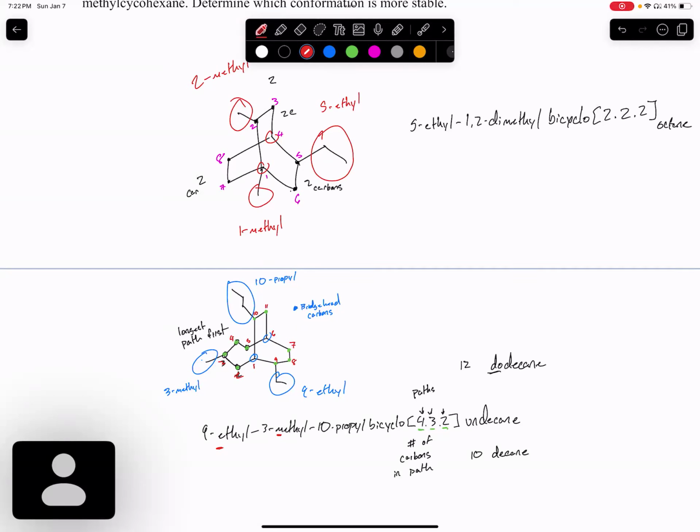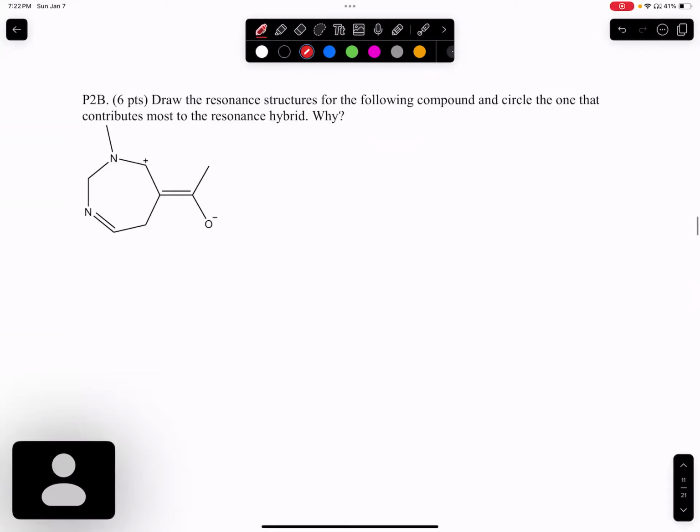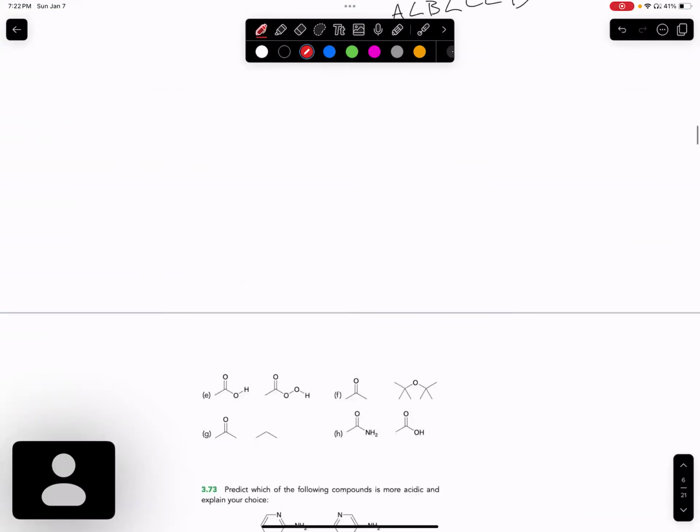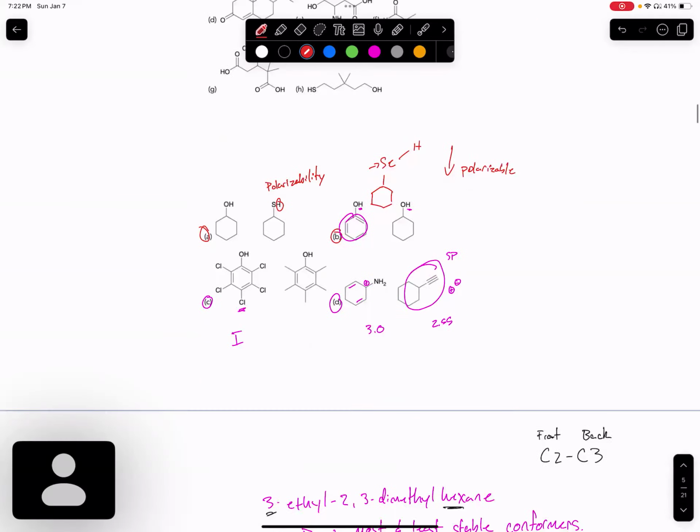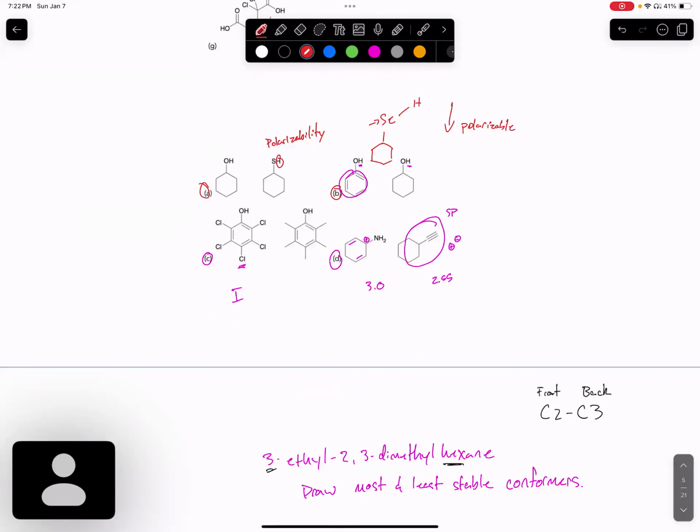So those are the topics. You have resonance, which is important. You'll have a couple resonance questions. Chair conformations, you'll have at least 1 to 2 of those questions. Numbering, which proton is more stable. We did one of those questions today. It's basically knowing which proton is more stable, or more acidic rather, which proton is most or least acidic. You'll have one of those questions.